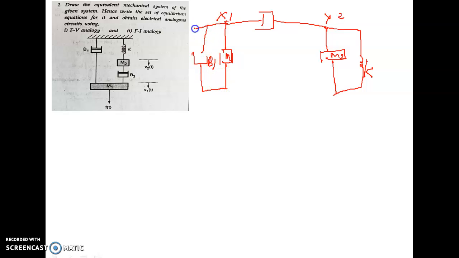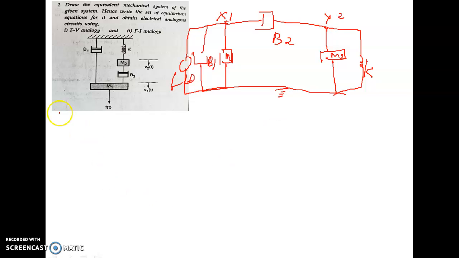Now we have the force f of t. f of t is applied to m1, so you write f of t over here. Now this is the equivalent mechanical circuit. This is the equivalent mechanical network diagram for the given problem.